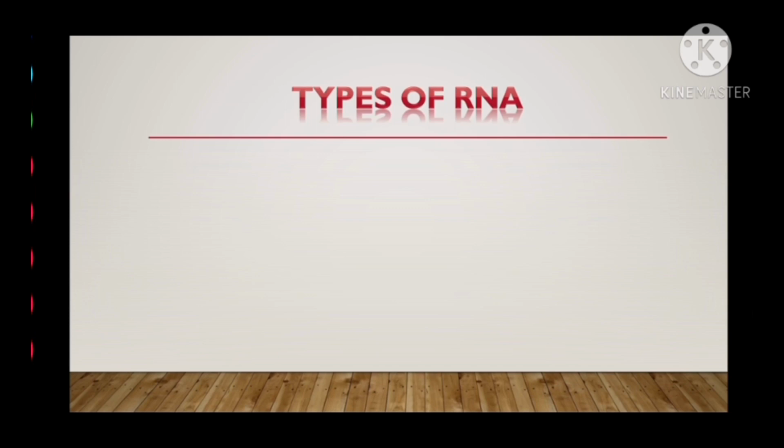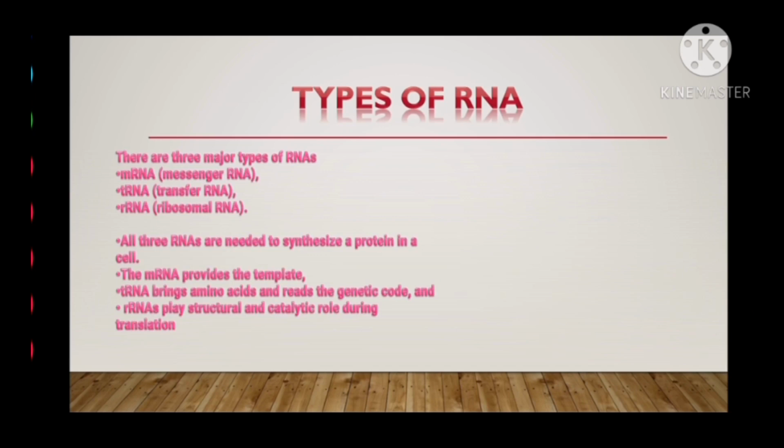So basically there are three important categories of RNA, that is mRNA, tRNA and rRNA, right? mRNA stands for messenger RNA, t for transfer RNA, r for ribosomal RNA, and they are all abbreviated as tRNA, mRNA, rRNA, right? So these are three types of RNA. Now let us look at the role of each of them.